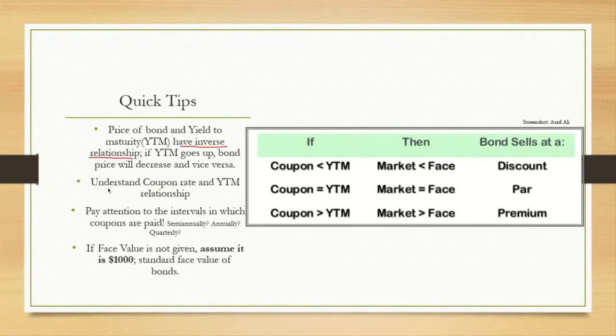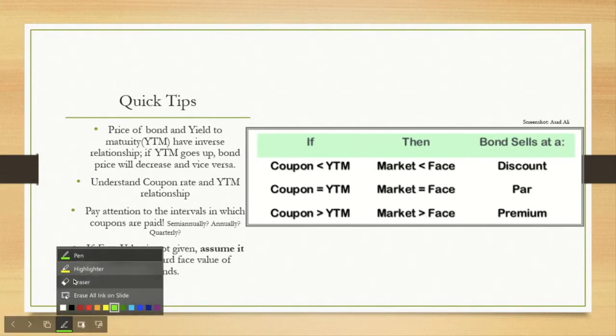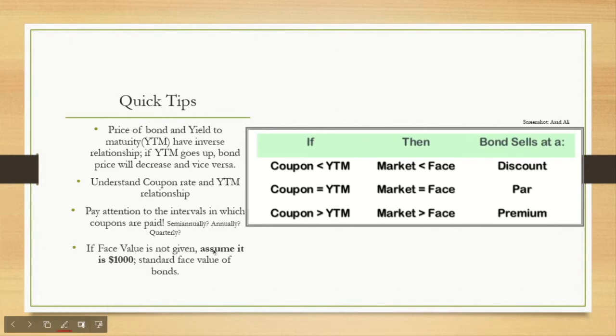It's also necessary to understand the relationship between the coupon rate and the YTM, and that's why we have this small table here. Something I would like to show you from this chart, I'm going to focus on specific sections of the chart and just draw something like this. This is based on our first quick tip, about the inverse relationship between the YTM and the price of the bond.